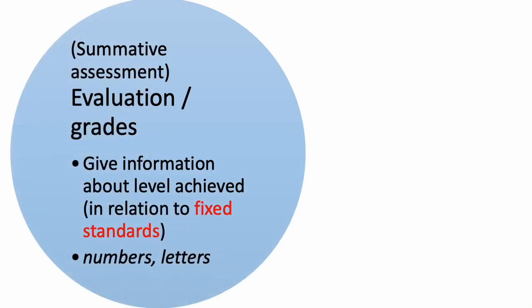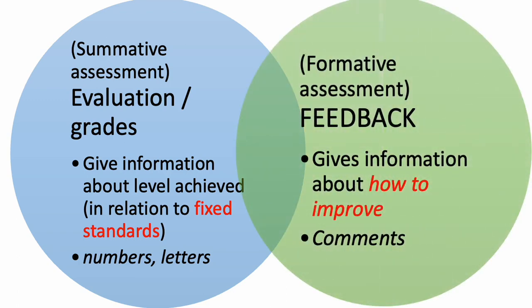Just a reminder, summative assessment, which is evaluation and grades, gives information about a level achieved in relation to fixed standards. We'll talk about who sets those standards and where you can find them in another video. These are usually in the form of numbers and letters, so your grades. Do you have an A or a 6.5? Those kinds of things are evaluation. Formative assessment or feedback gives us information about how to improve, and that's usually given in the form of comments.